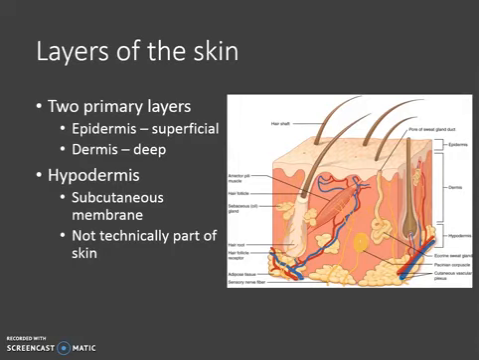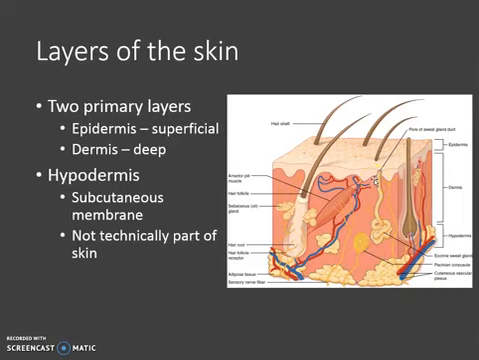Your skin is made up of multiple layers of different types of tissue. The two primary layers are the epidermis and the dermis. The epidermis is the superficial covering of the skin. So this is the part of your skin that you can actually touch. The dermis is the underlying connective tissue of the skin.